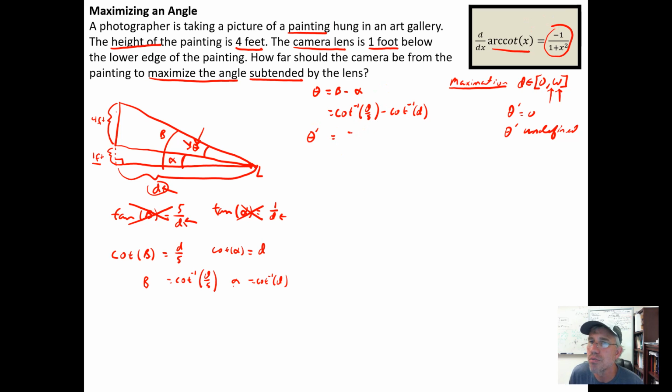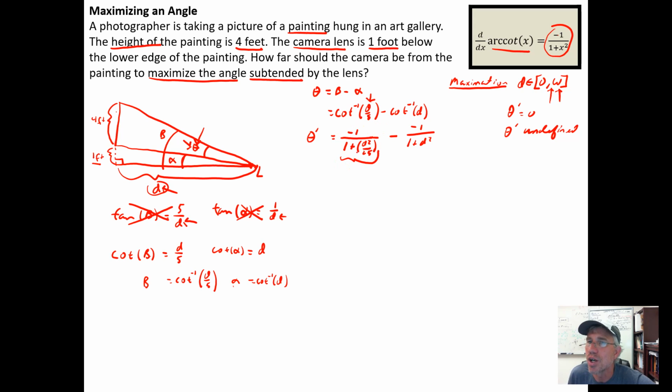It's just going to be -1 over 1 plus the input to the cotangent inverse function squared. So we're going to get d squared over 25, minus, and then the derivative of the cotangent inverse of d is just going to be -1 over 1 plus d squared. And then I have a mistake here already.